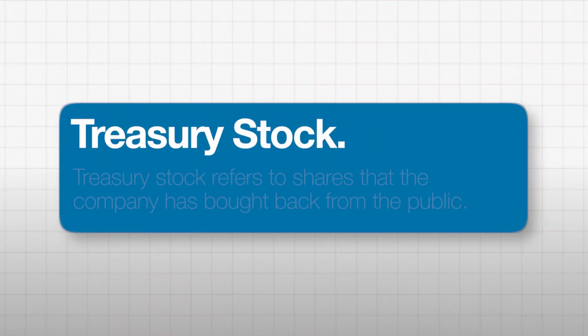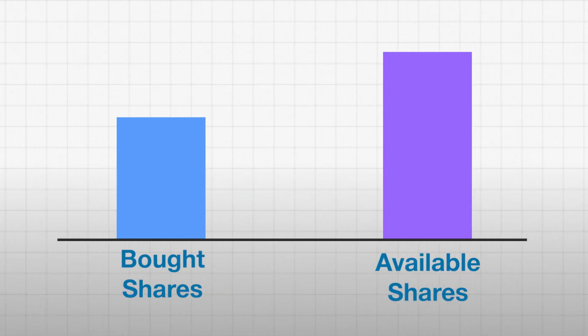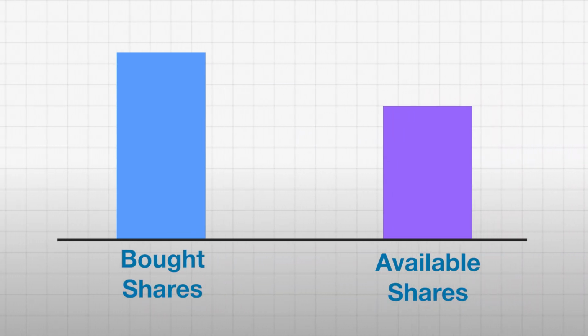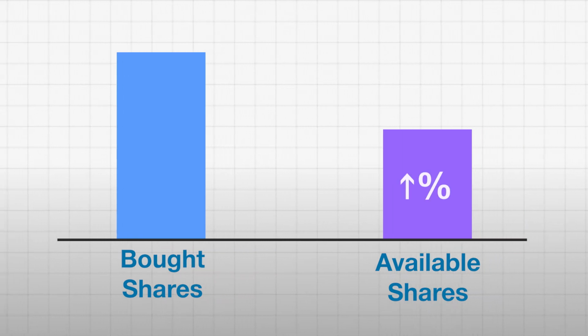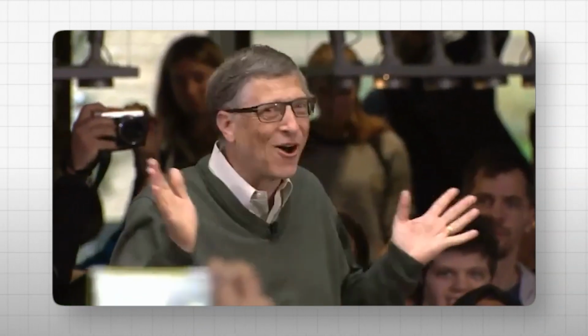Treasury stock. Treasury stock refers to the shares that the company has bought back from the public. When a company buys back its own shares, it reduces the total number of shares available. With fewer shares in circulation, each remaining share represents a larger portion of the company's ownership and profits, potentially increasing its value as a result. Buffett prefers companies that buy back shares when they believe the stock is undervalued, as it's a sign that management believes in the company's long-term value.